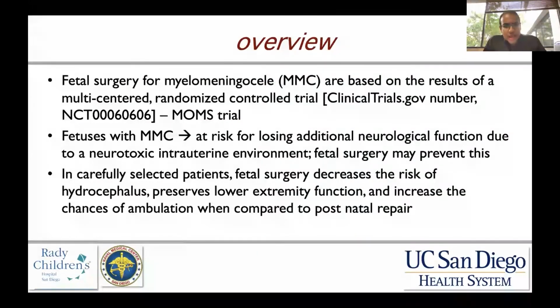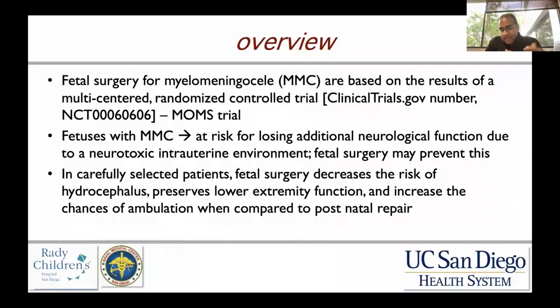So fetal surgery for myelomeningocele, the advent and wide adoption of fetal surgery is really based on a multi-center randomized control trial. So this is level 1 evidence, not something we have a ton of in neurosurgery, but this is one thing that we do have. This is based on the 2-hit hypothesis that was really made popular by Dr. McLone, and fetuses with myelomeningocele are at risk for losing additional neurological function, and this is called the 2-hit hypothesis.